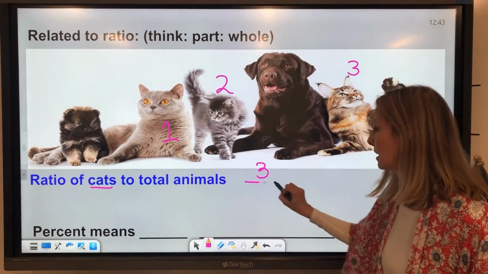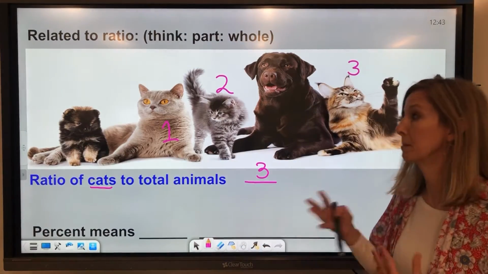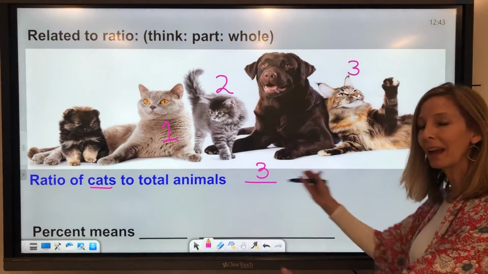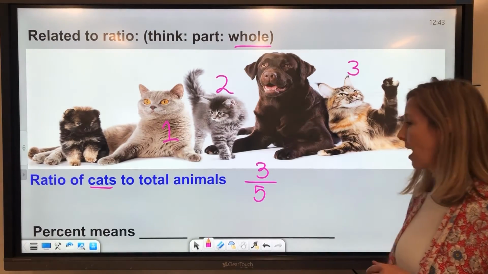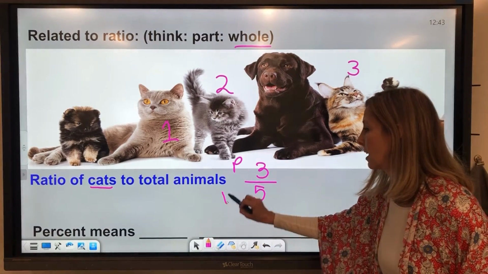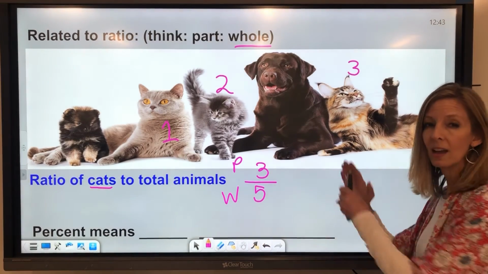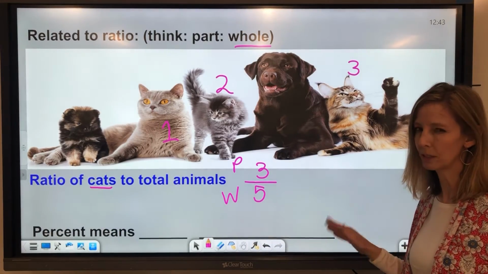So 3 out of my total animals, and yes, this is a dog. I know it's a very fluffy puppy, but it is a dog. How many total animals do you see? The whole, in other words, we see 5. Again, this is your part, the cats. This is the whole. Knowing this right here, part whole, is going to make this unit super easy for you.